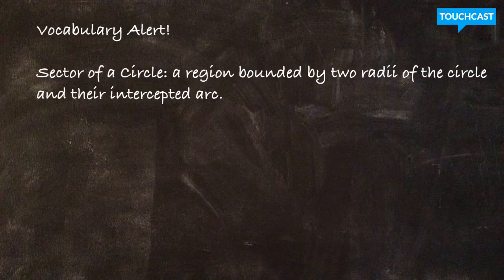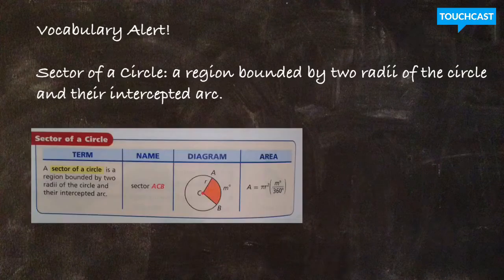Some vocabulary for today. We have a sector of a circle, which is just a region bounded by two radii, which is the plural form of radius. So it's a region bounded by two radii of the circle and their intercepted arc. So we have a circle, we have two radii defining an area, and the formula to find the area of that sector is area equals pi times the radius squared times the angle's measure over 360 degrees.